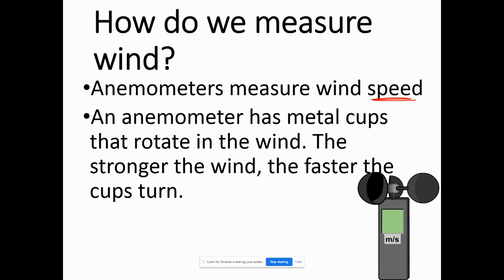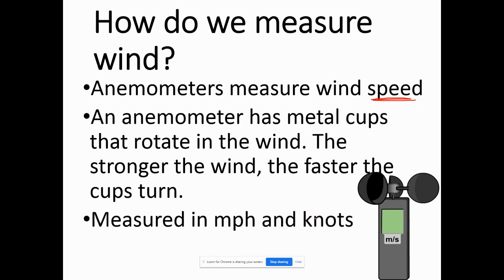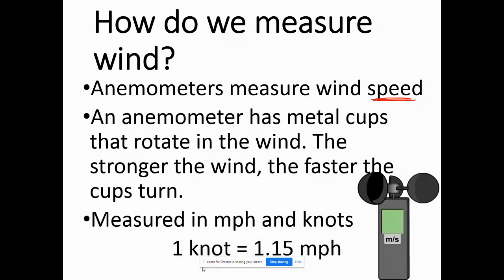So here's an anemometer. You see you have these cups here. As the wind is blowing, these are going to rotate around, and in this example, the digital screen would show a wind speed. Wind can be measured in miles per hour or knots. 1 knot is 1.15 miles per hour.